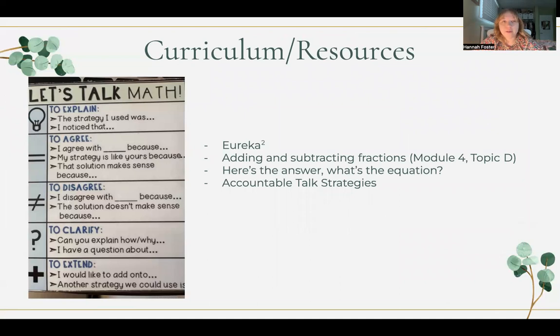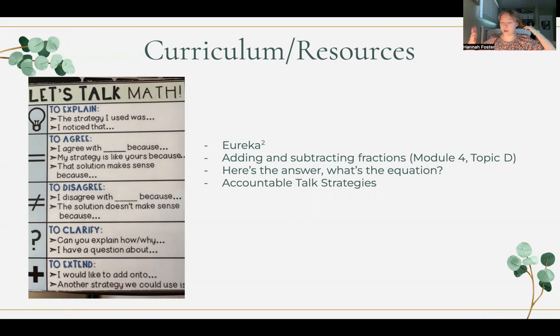These are just the curriculum and the resources that I used for the study. Over here, this Let's Talk Math is just one of the language supports that I gave to students. They were able to look at these while they were in their small groups, and that was extremely beneficial for them. They made known which ones they used: explain, agree, disagree, clarify, and extend. So there were 5 different ways that they could be using these sentence starters and supports.